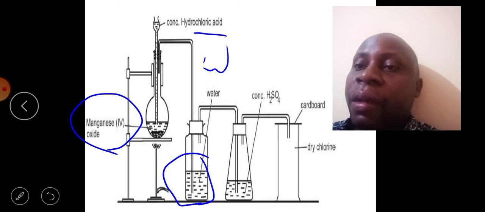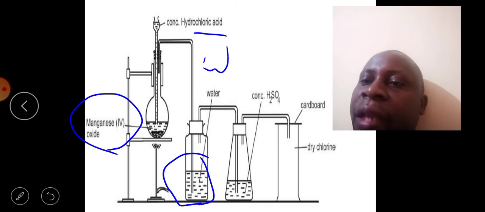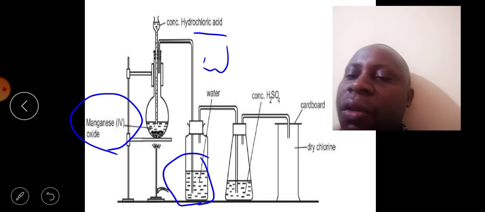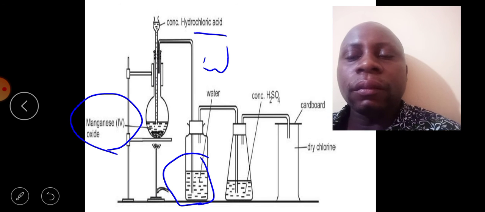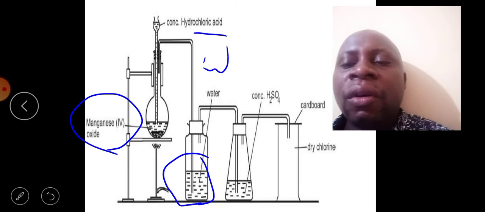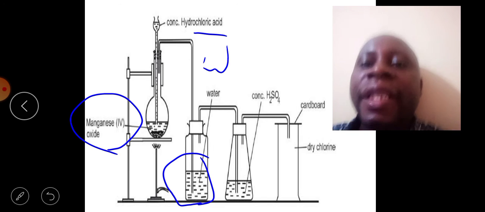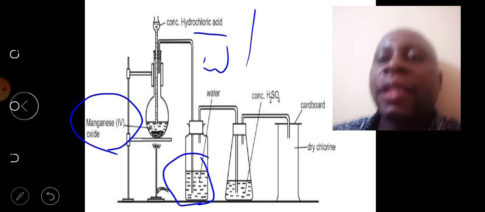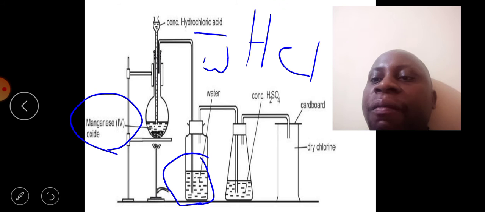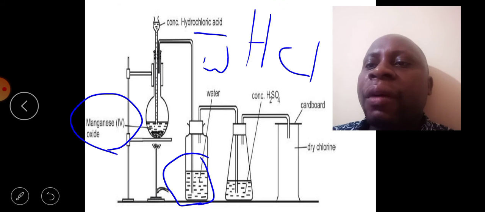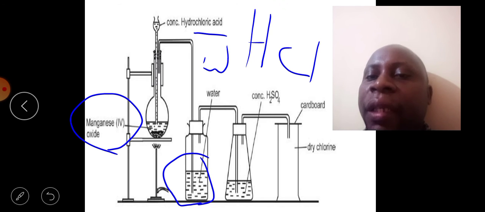Then the chlorine gas which is produced in this round bottomed flask is passed through water and then concentrated sulfuric 6 acid and then collected using this method. So the first question is, what is the role of warm water in the setup? Now, the role of warm water here is to remove any traces of hydrogen chloride gas, which might have been produced when concentrated hydrochloric acid is heated down here. If it is heated, sometimes it may vaporize, forming hydrogen chloride gas.